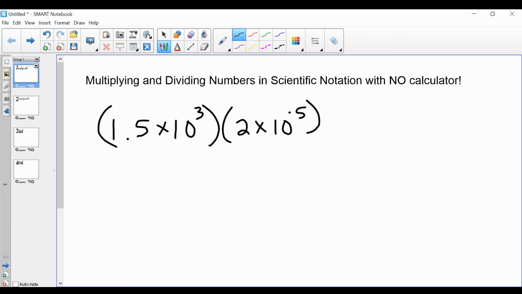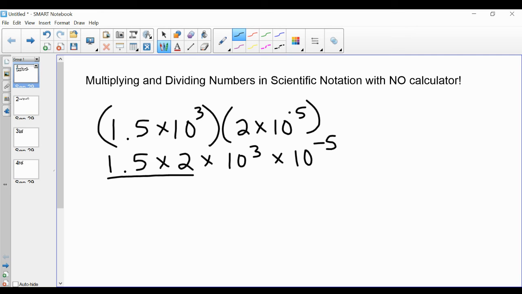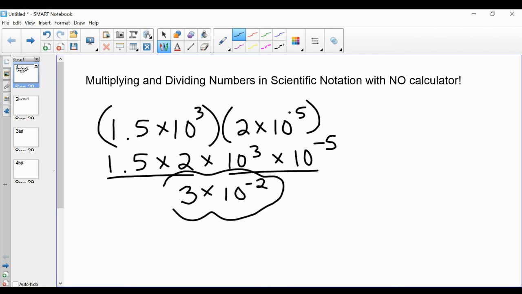So I have two numbers in scientific notation right now, and remember that this is all multiplication, so the commutative property says I can change the order, and I'm going to do that. When I do that, I can multiply 1.5 times 2, and I get 3, and then I can use my rule that says keep the base, add the powers. And guess what? I'm finished. That's my answer. It's in scientific notation.